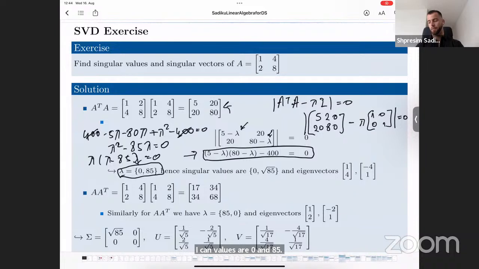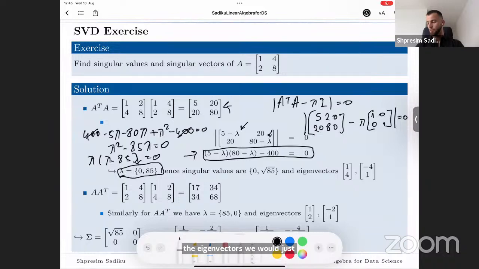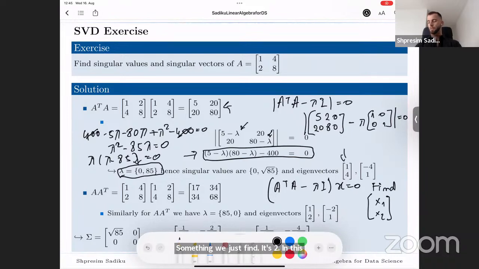All right, but what we saw here is that these are the eigenvalues of A transposed A. And in order to find the singular values of A, we would just simply need to take the square root of them. And the way to find the eigenvectors, we would just again do A transposed A minus lambda times the identity. So then we just find x1 and x2. And in this case, they're just going to be 1, 4 and minus 4, 1. All right, so we did this for finding the left singular vectors.